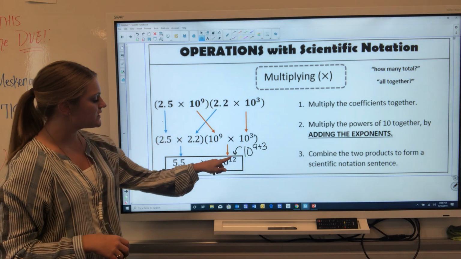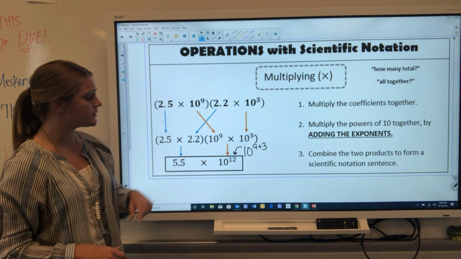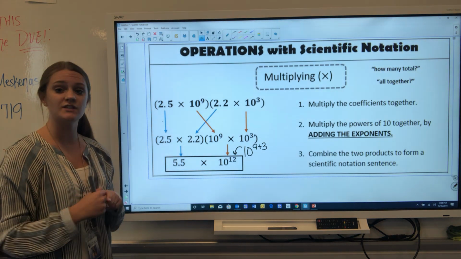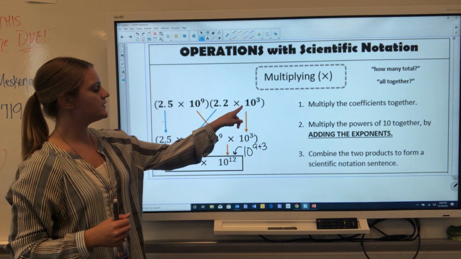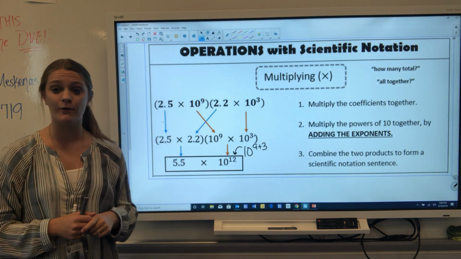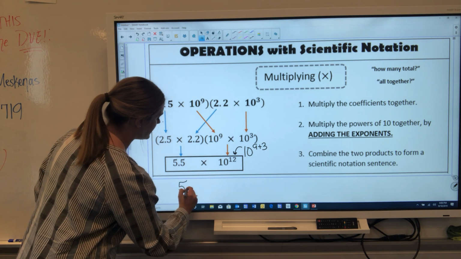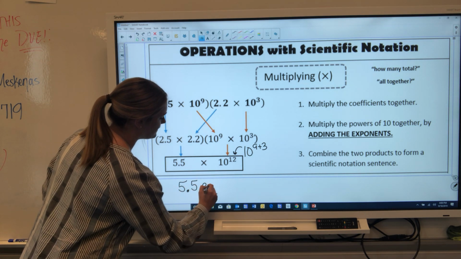So multiplying those powers of 10, you get 10 to the 12th power, and you have those two parts combined to make your scientific notation expression. So the product of these two statements is 5.5 times 10 to the 12th power. And if you typed it in your calculator, you'd probably see 5.5E12.